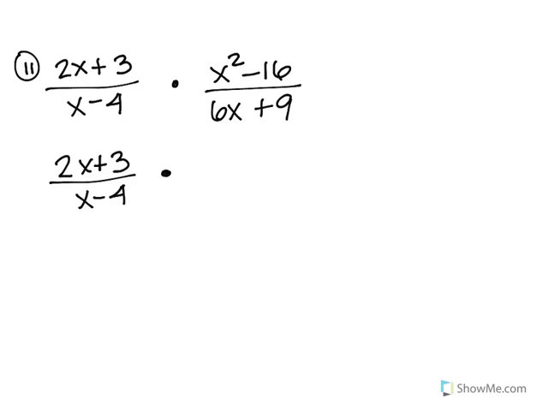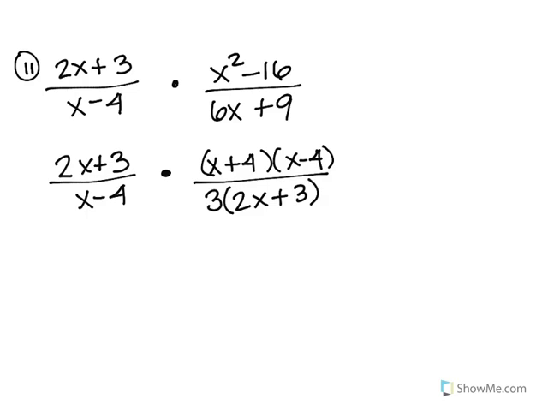But here on the top of that second one, that's the difference of squares. So that's x plus 4 and x minus 4. And then on the bottom, that's GCF. So we can take out a 3, and we're left with 2x plus 3. And so who cancels? We got our 2x plus 3 cancels, and then x minus 4 cancels. So we have x plus 4 over 3.